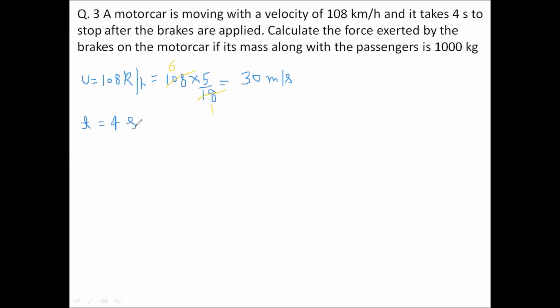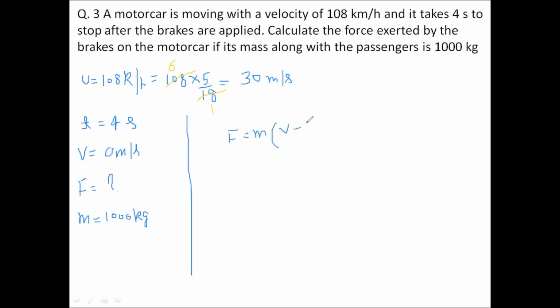seconds to stop. Since the motor car stops after the application of brakes, the final velocity we can take here is 0 meter per second because the car stops. Calculate the force exerted by the brakes of the motor car, if the mass of the car along with passengers is 1000 kg. These are all NCERT solved examples. We can use the formula F equals m times (v minus u) by t for calculating force.